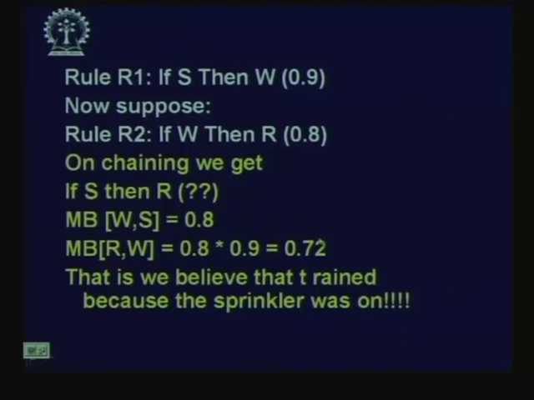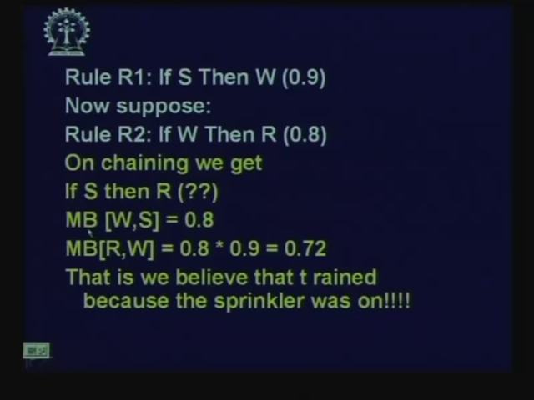Fine. Another rule is saying that if the grass is found wet today morning, then I will assume that with 0.8 certainty that it rained yesterday night. That is also very logical. Now, the problem comes when we combine these rules. Let us see what happens. If the rules are chained, if S then W, and rule 2 is if W then R, then on chaining, what do we find? We will find a rule, if S then R, and what is the certainty of that?